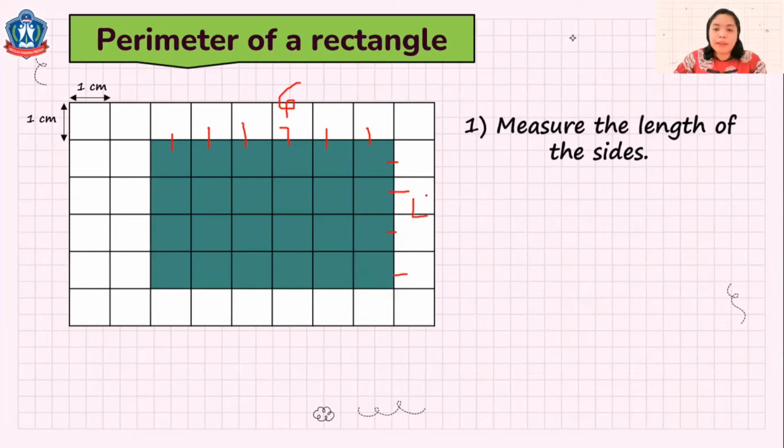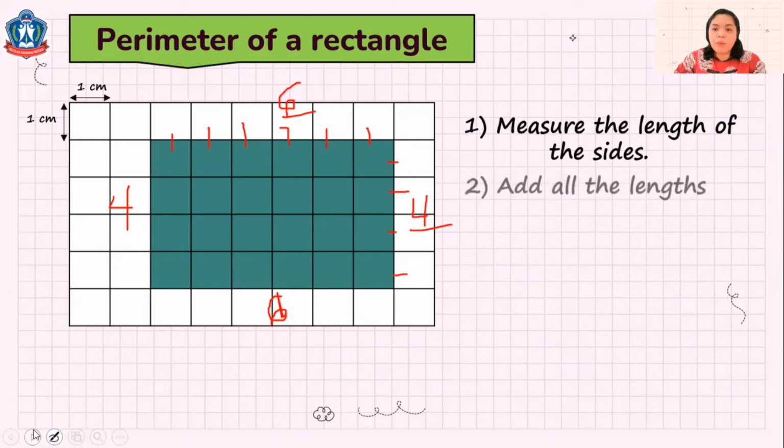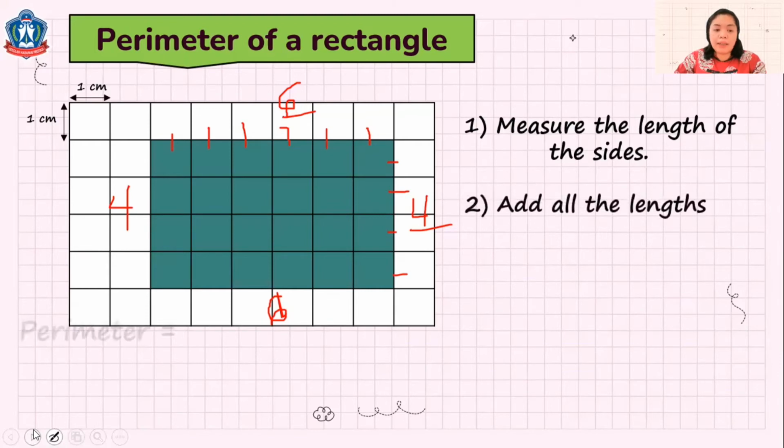So this is 4 centimeters. A rectangle has two sides that are the same. So if this is 6 centimeters, here also is 6. Here is 6 centimeters. And if this side is 4, this is also 4 centimeters. So we have now our measurement in each length and each side. All we need to do is to add all the lengths.